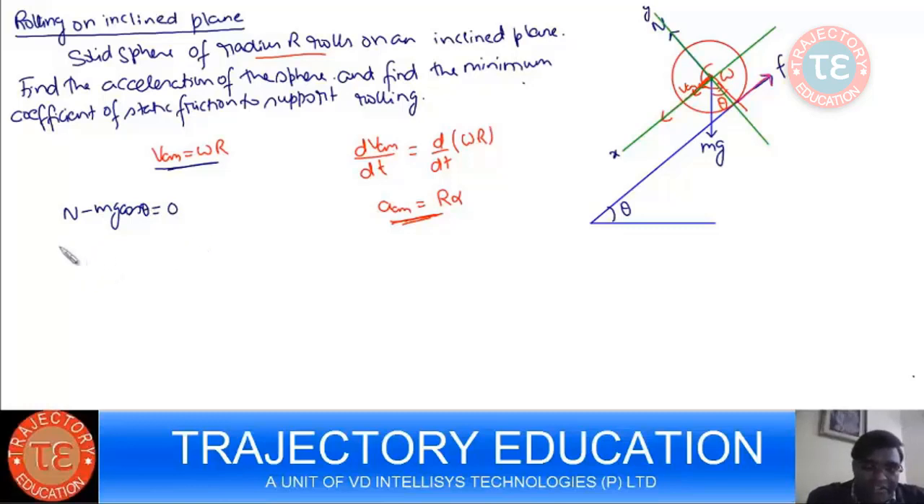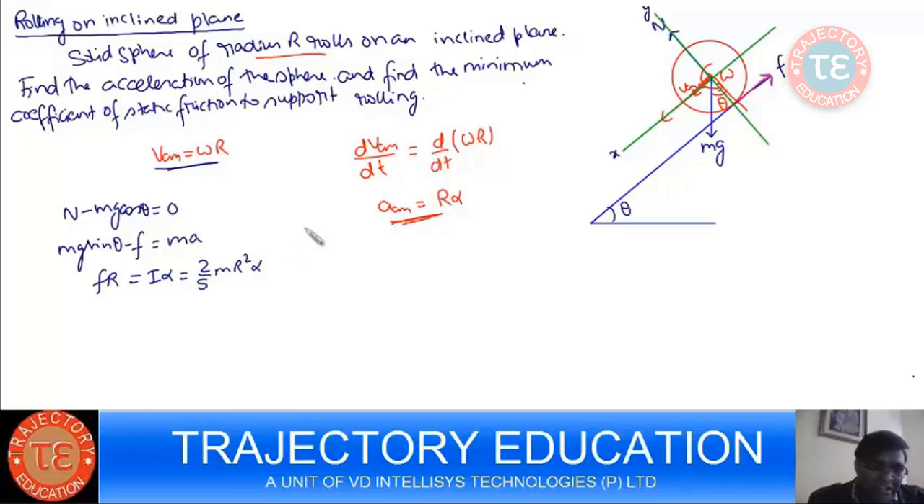And net force in x direction is mg sin theta minus F equal to ma. And this friction force is going to create a torque also, that is I alpha, 2 by 5 mr square alpha. So what do you find?